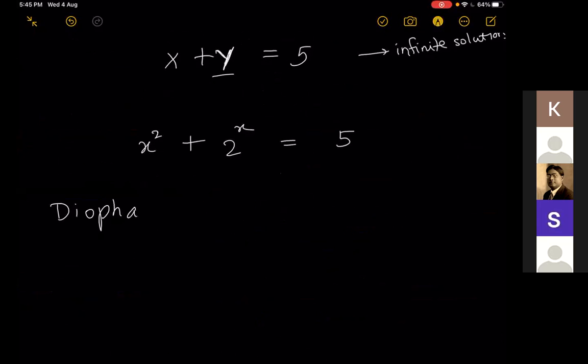So Diophantus was interested in these equations which do not have a clear-cut solution. How do you solve such complex equations? Not complex meaning complex numbers, but difficult equations which you cannot solve simply. How to attack these questions? So these are called Diophantine equations.